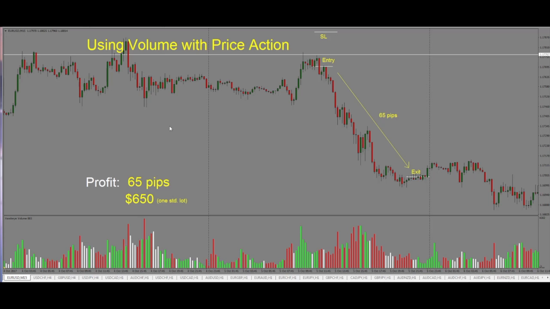Here we are looking at how to use volume to place our trades. I like to use volume in combination with price action. So as we can see here, price hits this important support and resistance level, tests this level again, drops off, and as price comes into this level again, I'm interested to see how volume reacts at this level.